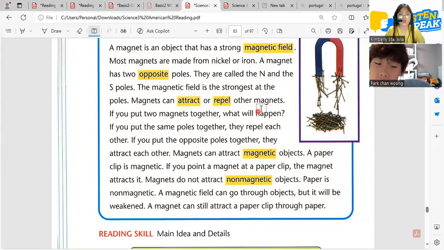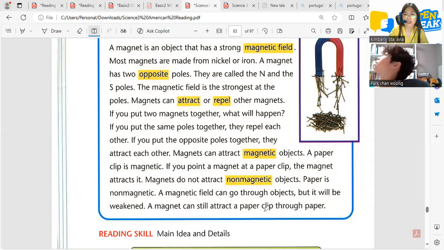Oh, so that's an interesting one. So here, you can try this last sentence. If you have a paper and a paper clip, and you cover the paper clip with paper, the paper is very thin. That's why the magnet can still attract the paper clip behind the paper. So you can try that.